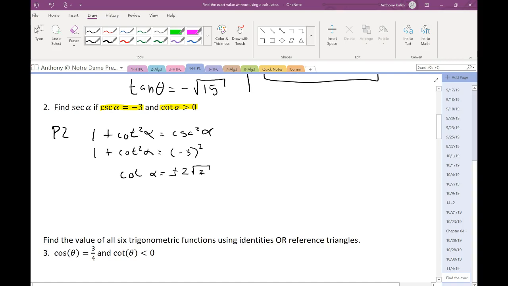Everybody okay to hear? Since I know that cotangent is greater than 0 in this problem, really this answer is just 2 root 2. Everybody okay with that? Now, I'm going to look for an identity that involves all three, secant, cosecant, and cotangent.